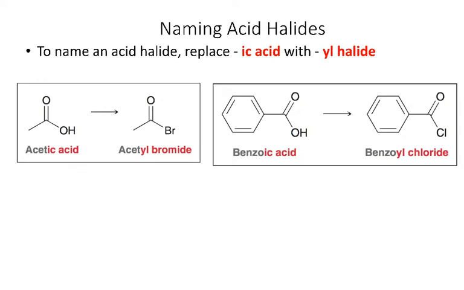First, we have the acid halides. If we have a carboxylic acid, for the corresponding acid halide, we just replace the ic in the name of the carboxylic acid with yl halide. So acetic acid becomes acetyl bromide. Benzoic acid becomes benzoyl chloride.